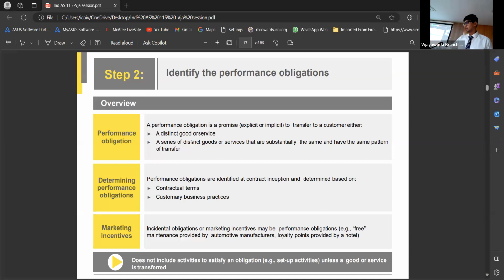Contractual terms we know, we discussed. As per the contract terms, we'll identify. Marketing incentives also we discussed. Whatever free service, RSA, warranty, all these will come under marketing incentives. Right?